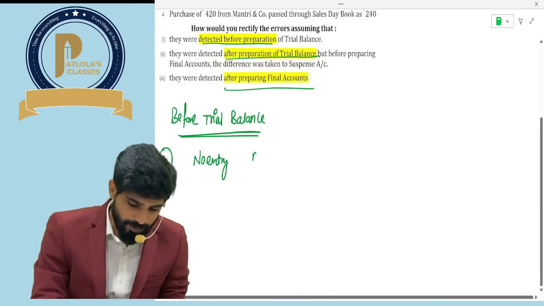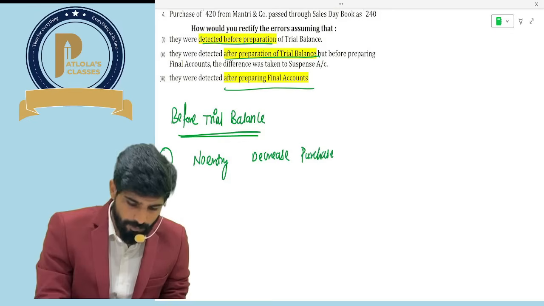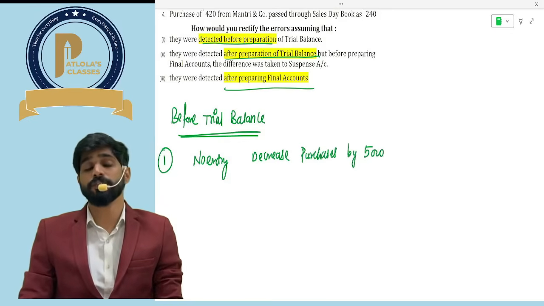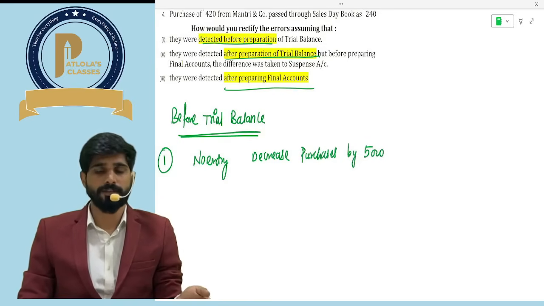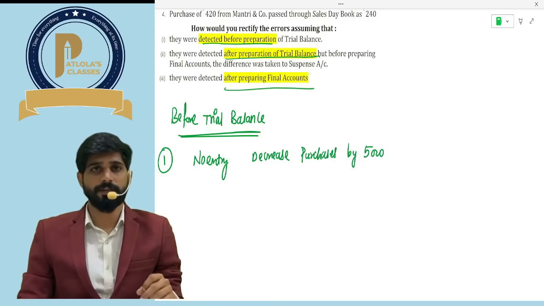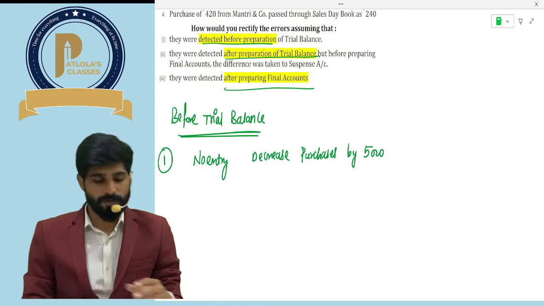You will decrease purchases by 5,000. That's all. Only a statement can be written. It is not possible to write a journal entry. As we know, before trial balance, in order to rectify the errors, sometimes it is possible to write the entry, sometimes it is not possible to write the entry.